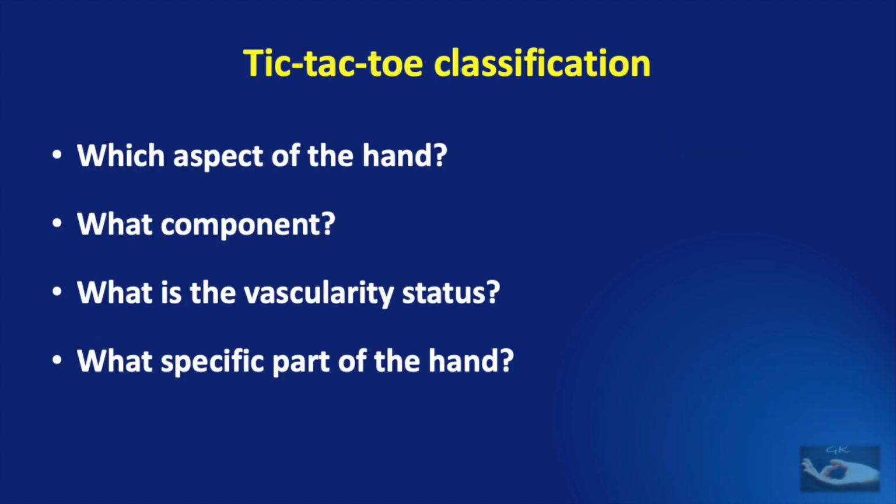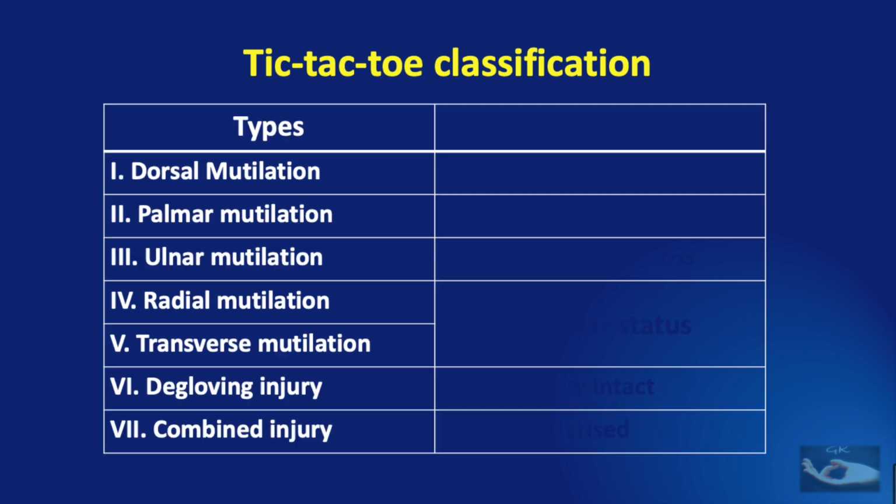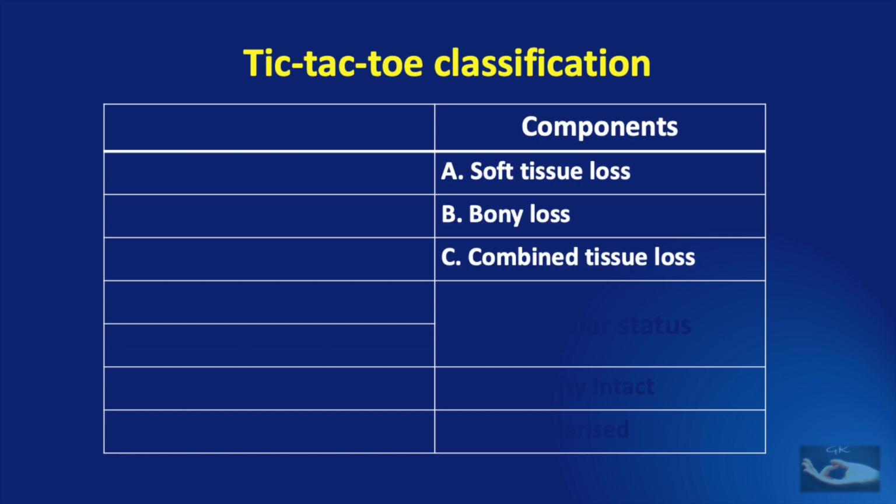The tic-tac-toe classification describes 4 things: which aspect of the hand is involved, what component is involved, what is the vascularity status of the hand or finger, and what specific part of the hand is involved. The first is the type. It could be a dorsal mutilation, palmar mutilation, ulnar mutilation, radial mutilation, transverse mutilation, or a degloving injury or a combined injury. The components could be soft tissue loss, bony loss, or combined tissue loss.